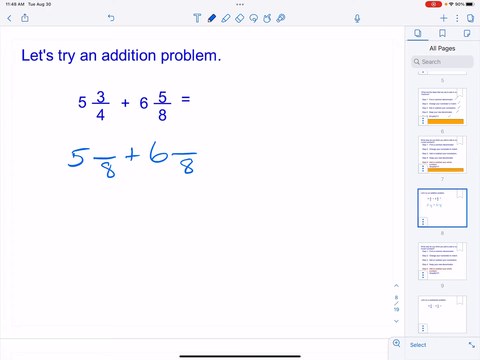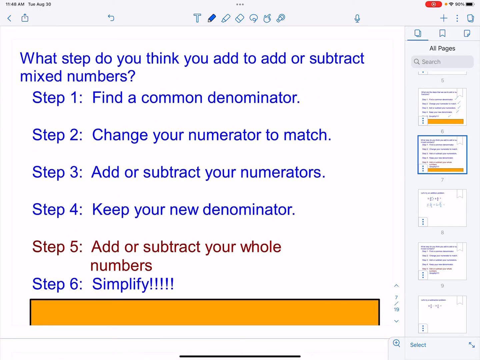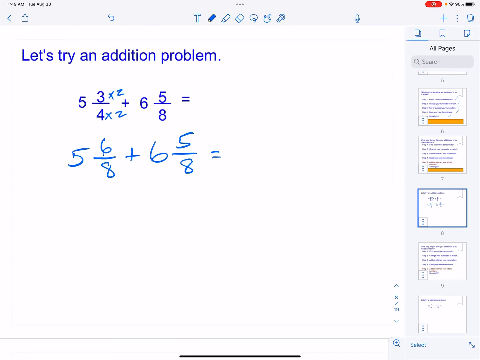Now in the second one, I didn't change the denominator any, so I'm not going to change the numerator any. I'm going to leave the 5. But in the first one, I had to multiply that 4 by 2, so I need to multiply that 3 by 2 to get 6. So now we found our denominator, we've changed our numerators. Now we're ready to add or subtract our numerators. So 6 plus 5 gives us 11. Keep the denominator, which is 8, and then add our whole parts. 5 and 6 gives us 11.